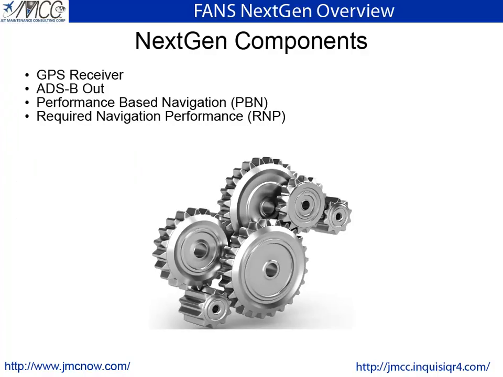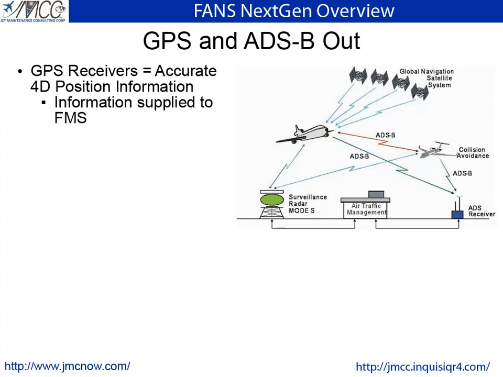Let's take a look at the components that make up a NextGen avionics system. First, the aircraft is equipped with a GPS receiver and ADS-B out technology. Because the aircraft is GPS equipped, it can meet performance-based navigation criteria and fly routes and approaches that require a certain required navigation performance or RNP. The aircraft GPS receivers supply extremely accurate four-dimensional position information to the flight management system.